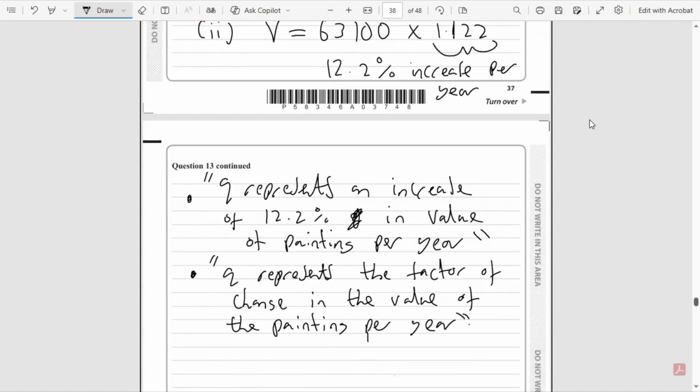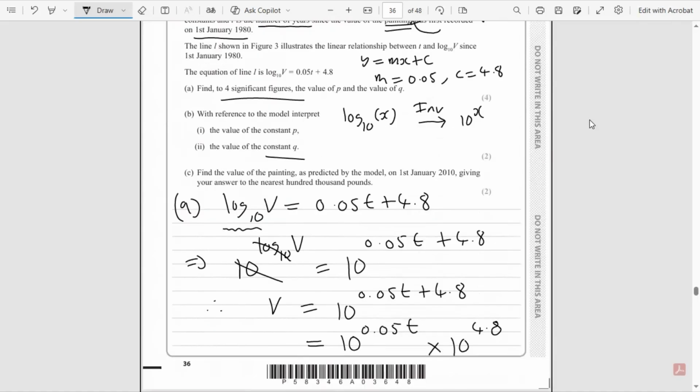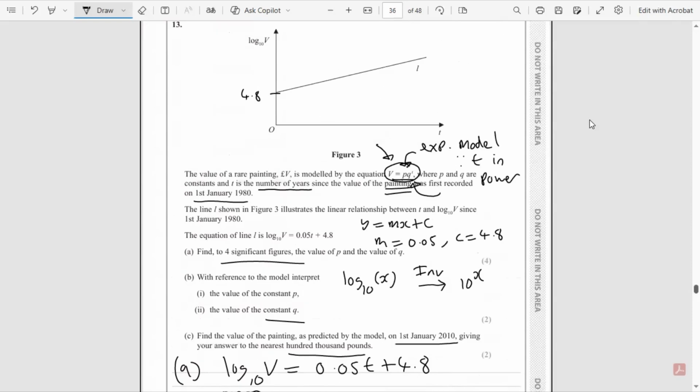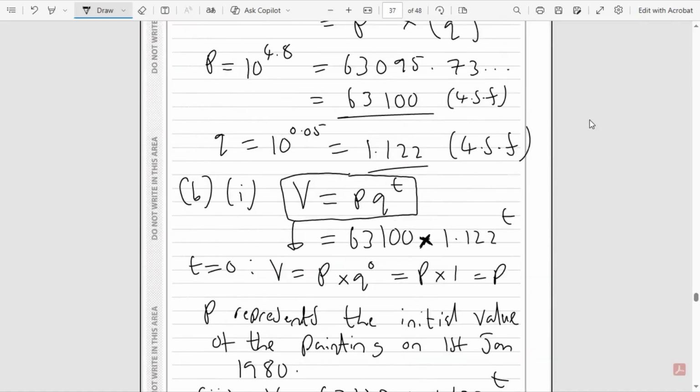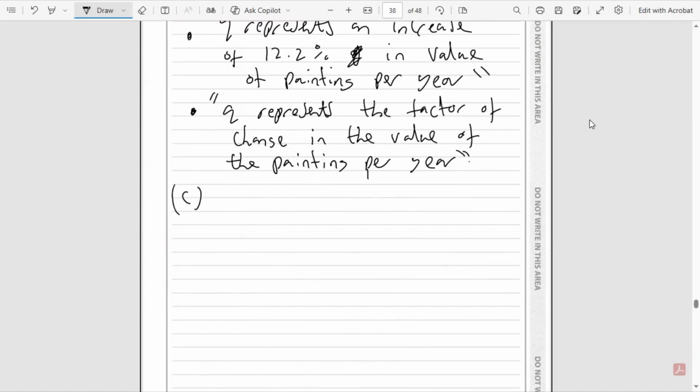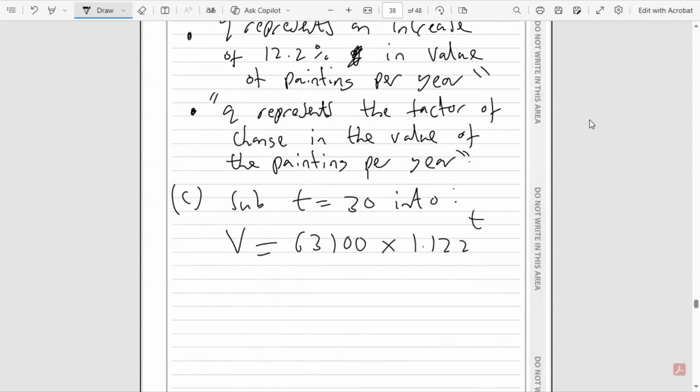That's fine. Now then, let's go to part C, the last part of this question. Find the value of the painting as predicted by the model on the 1st of January 2010, giving your answer to the nearest £100,000. So 1st of January 2010. We started again on 1st January 1980. So 2010 is 30 years later. So we're going to just sub in t equals 30. So part C, sub t equals 30 into the model, which was V equals 63,100 times 1.122 to the power of t. So the value is going to be 63,100 times 1.122 to the power of 30.